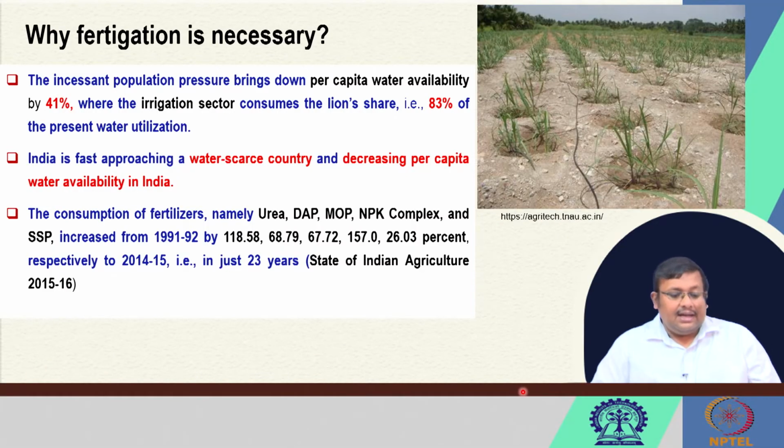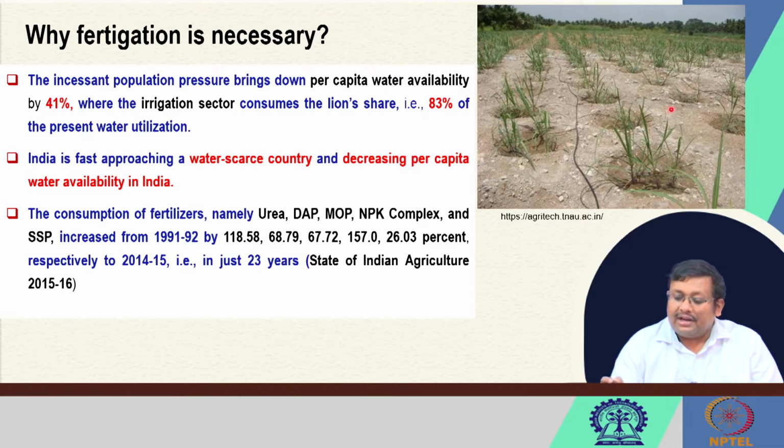Now, the next important aspect is why fertigation is necessary. This is a picture of fertigation. You can see the fertigation being applied to the plant in the field. Why is fertigation necessary? The incessant population pressure generally brings down per capita water availability by 41% in Indian conditions, where the irrigation sector consumes the lion's share, that is 83% of the present water utilization.